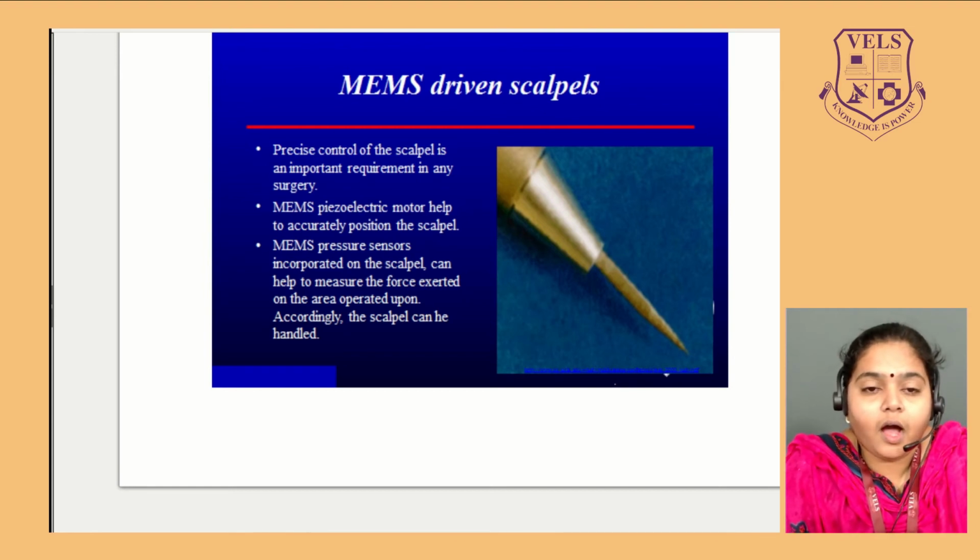Now we'll see how it is used in the scalpels when a surgeon performs a surgery. So, precise control of the scalpel is an important requirement in any surgery. Scalpels are nothing but the knives used by the surgeon during surgery. MEMS piezoelectric motors help to accurately position the scalpel. MEMS pressure sensors incorporated on the scalpel can help to measure the force exerted on the area operated upon. Accordingly, the scalpel can be handled.